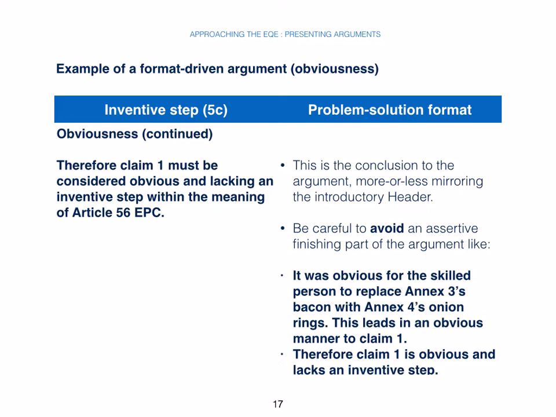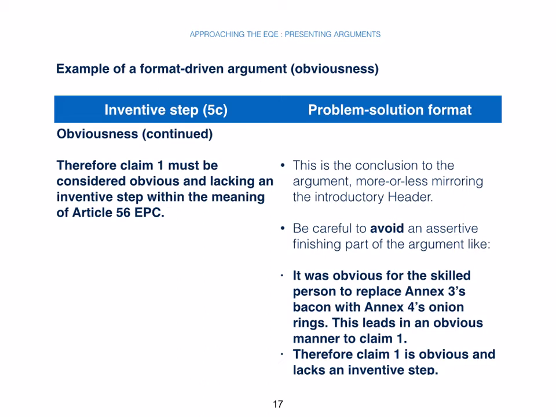It was obvious for the skilled person to replace Annex 3's bacon with Annex 4's onion rings. This leads in an obvious manner to Claim 1. Therefore, Claim 1 is obvious and lacks inventive step. As you can see, this reasoning boils down to: it's obvious because it's obvious, therefore it's obvious.